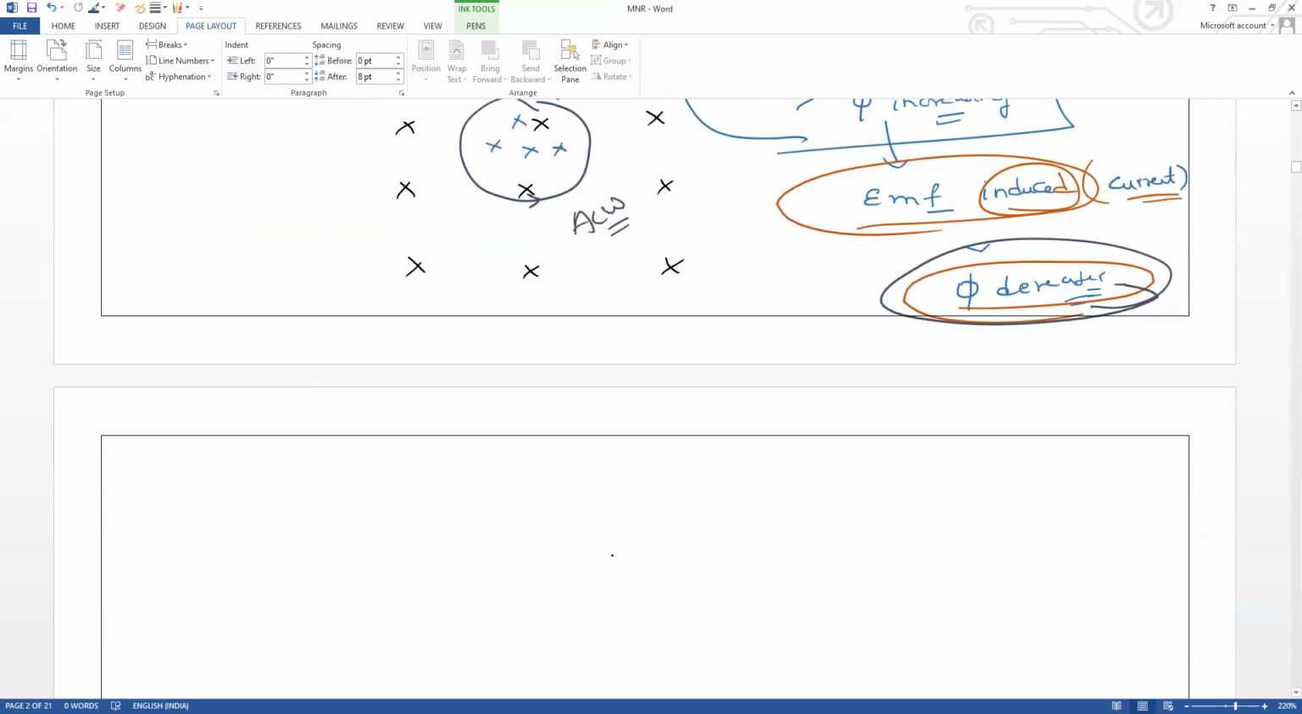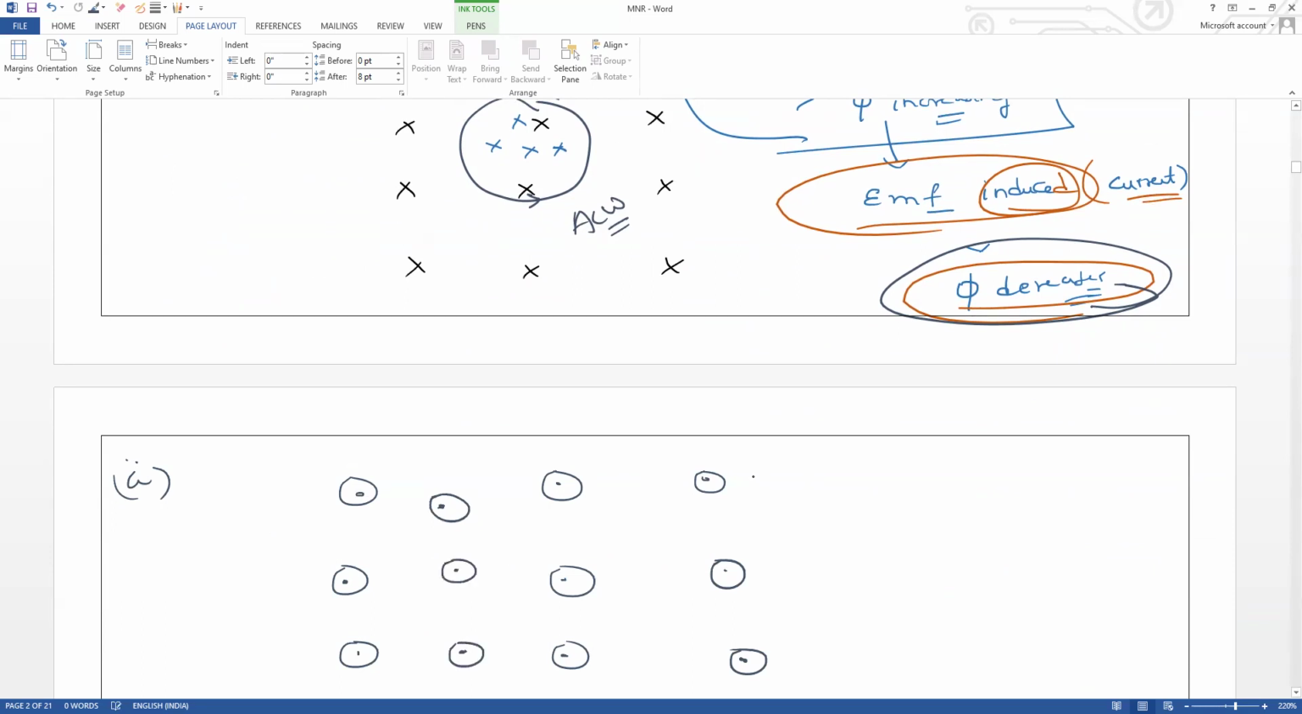One more example I'll explain. Now the second one, let me take. Try to understand carefully, everybody. Now I'm putting a dot. Dot means what? Inwards or outwards? Outwards. This is the direction of the magnetic field, outwards. So again, the magnetic field is increasing.